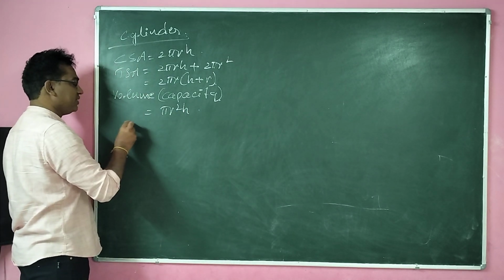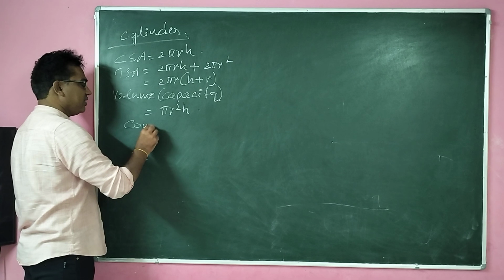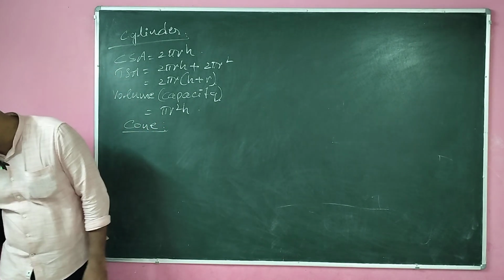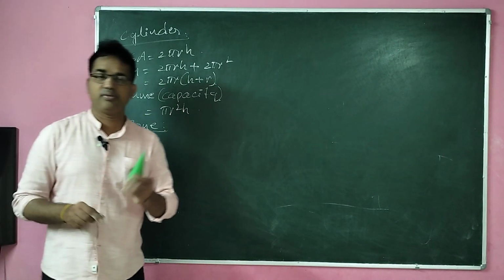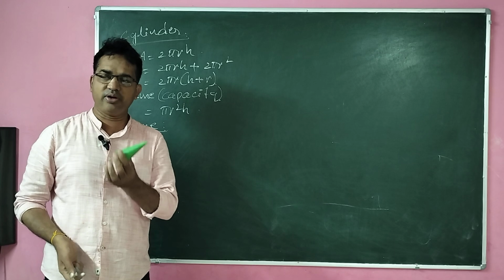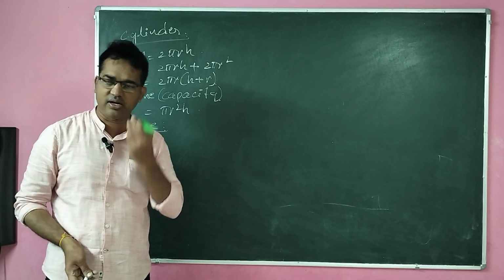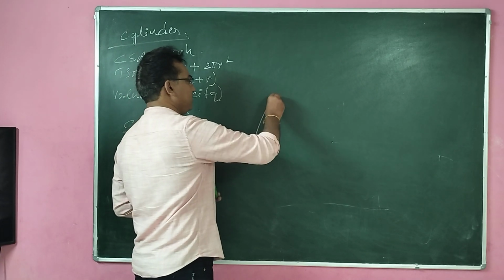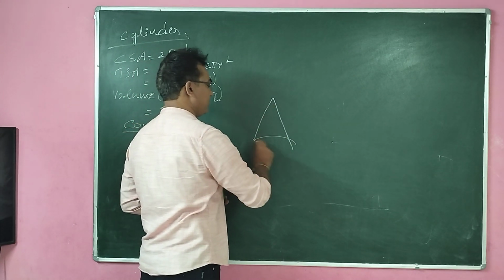Next, the sphere and the cone. When we come to the cone, what is the CSA of the cone? You check it once. When we come to the cone, I should explain something first; afterwards you can write it. See the board. This is the shape of the cone.